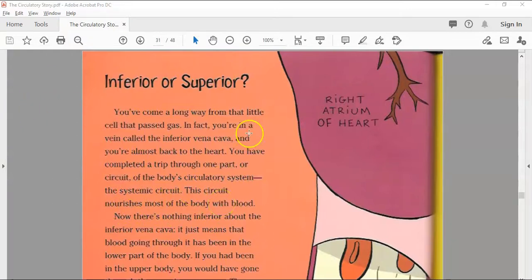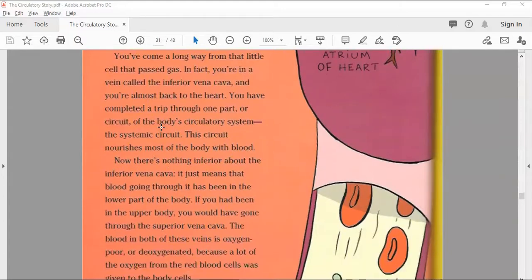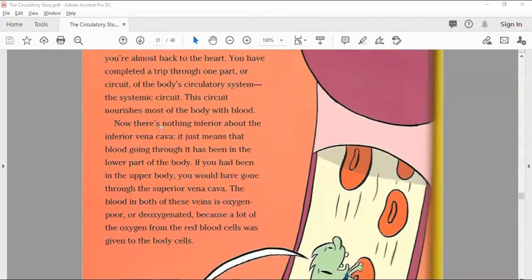So we have moved away from the heart, boys and girls. Remember, the circulatory story goes throughout your whole body. We have moved away from the heart. Now there's nothing inferior about the inferior vena cava. It just means that blood going through it has been in the lower part of the body. If you've been in the upper body, you would have gone through the superior vena cava. The blood in both these veins is oxygen poor.